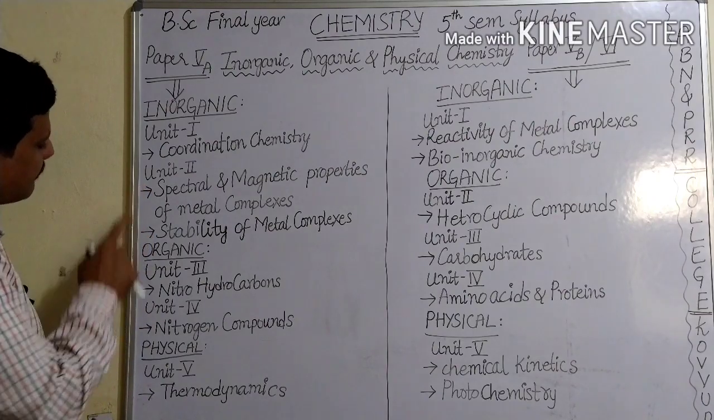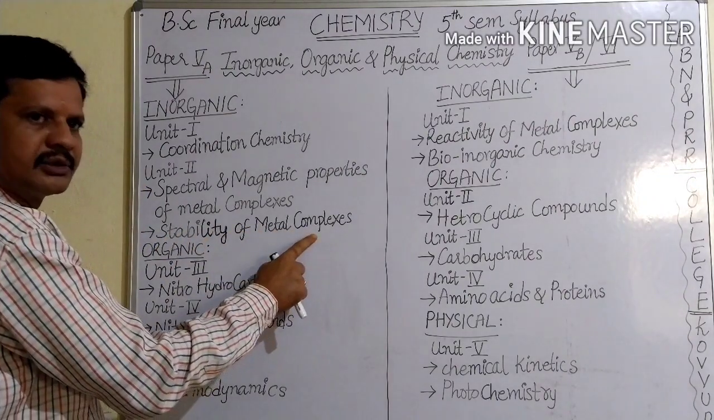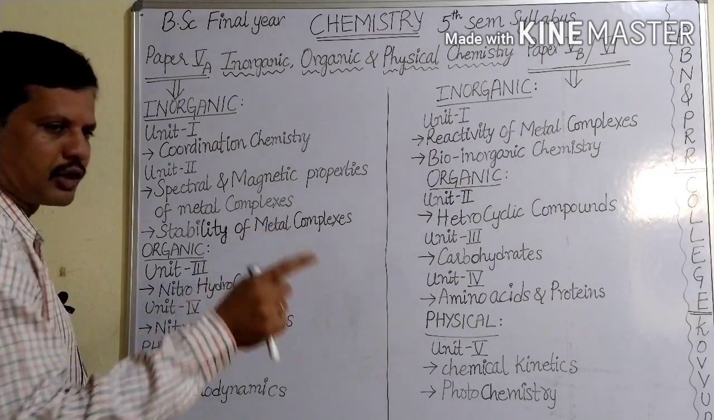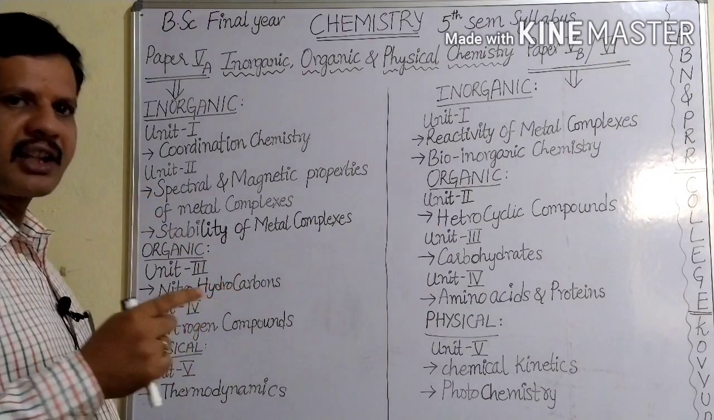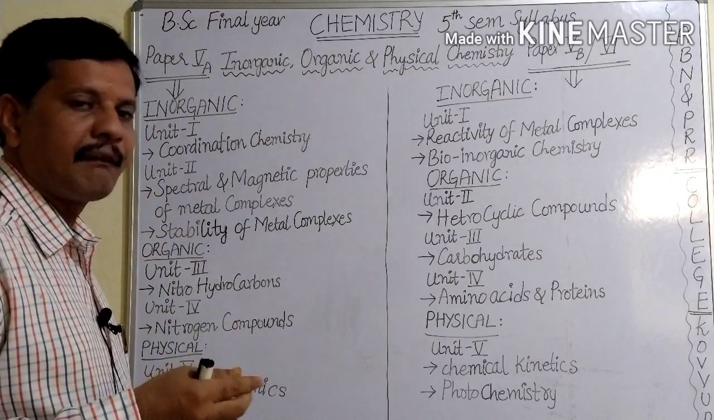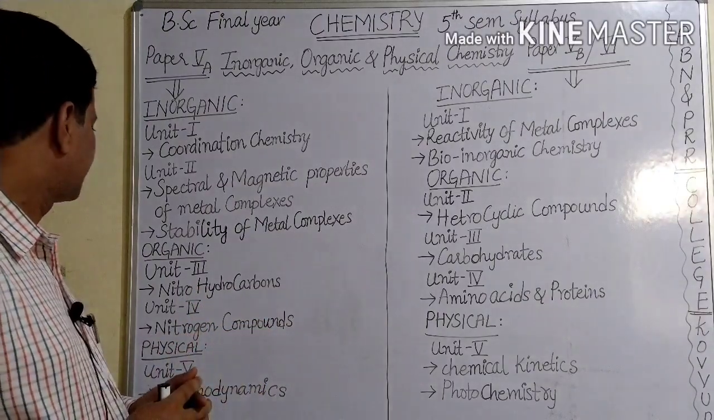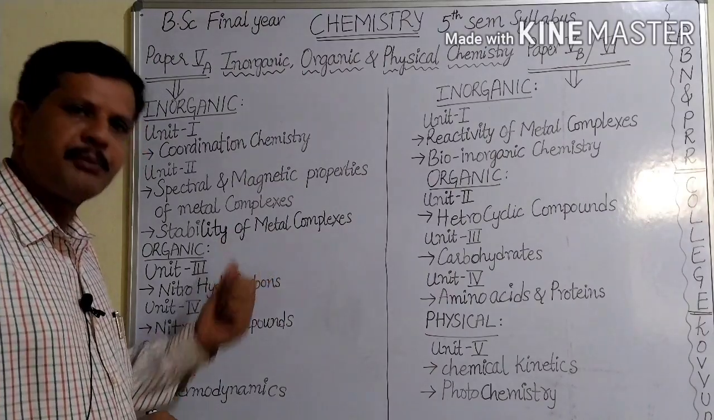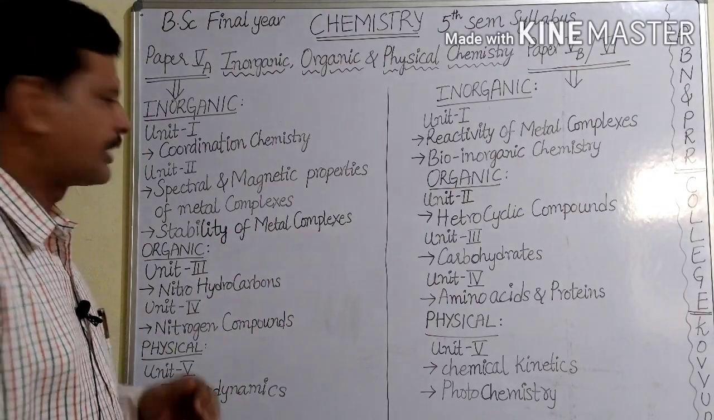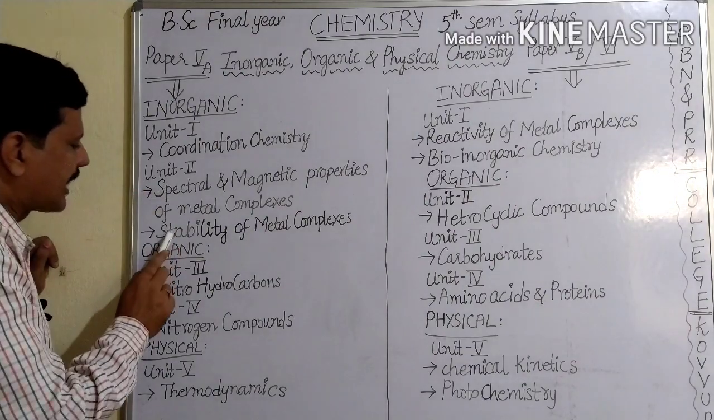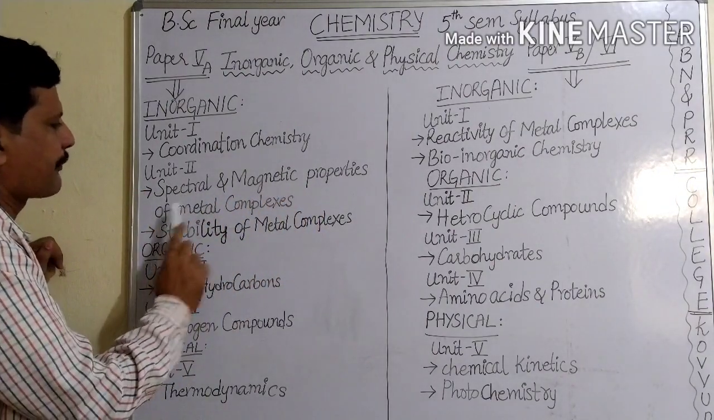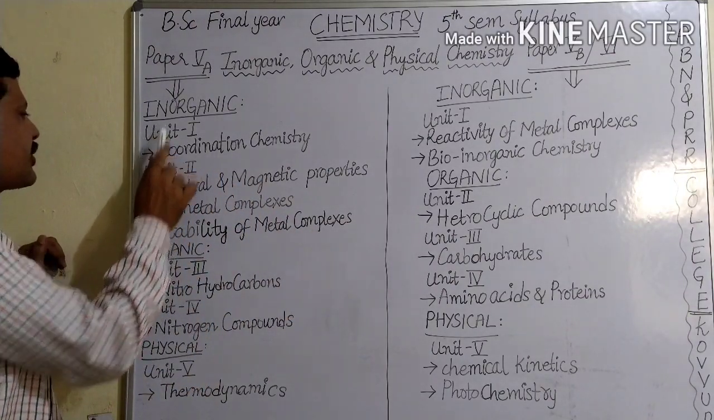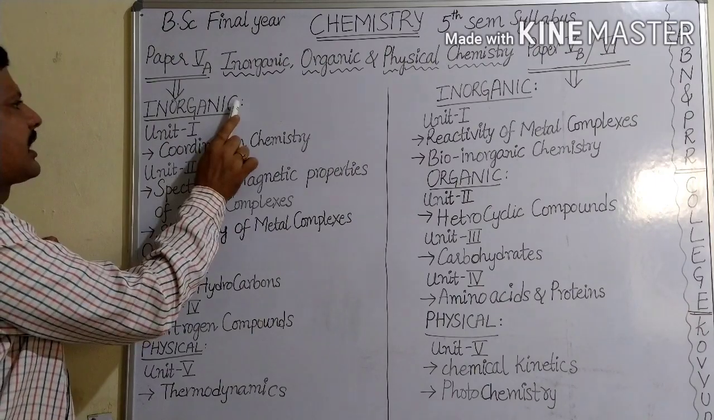In this unit, we have another chapter, stability of complexes. In this, we learn about the thermodynamic stability and kinetic stability of the complexes, the factors which affect the stability of the complexes, and also we learn the composition of the complexes by Job's method, mole ratio method, etc. That means in this Unit 2, we have 2 chapters: spectral and magnetic properties of metal complexes, and second, stability of metal complexes. Therefore, these 2 units are in inorganic chemistry.